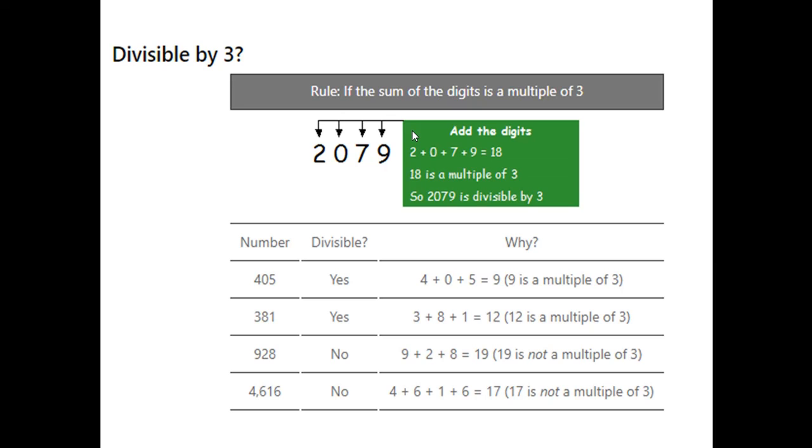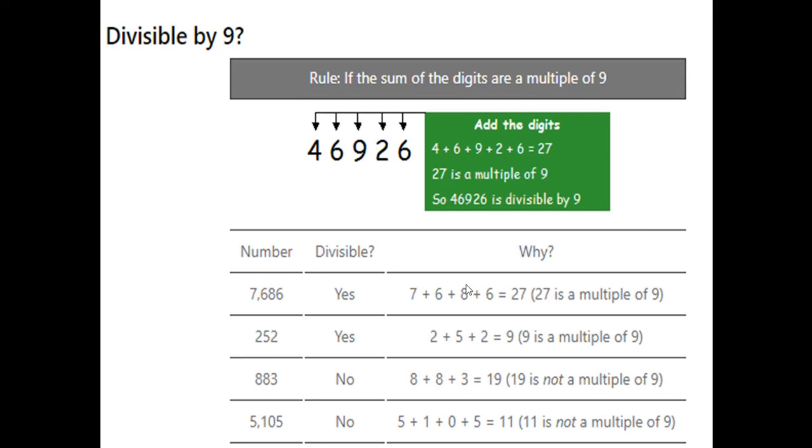Is 18 divisible by 3? Yes, it is divisible by 3. So the whole number itself is divisible by 3. If the sum of the digits is a multiple of 3, then the number is divisible by 3. Here also I have given an example, 405. 4 plus 0 plus 5 equals 9. 9 is a multiple of 3, so 405 is divisible by 3. This is how we find out whether a number is divisible by 3 or not.